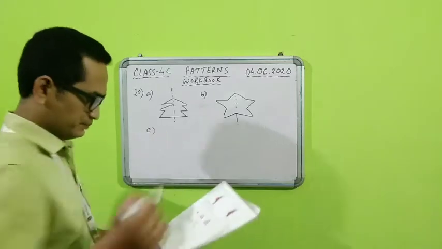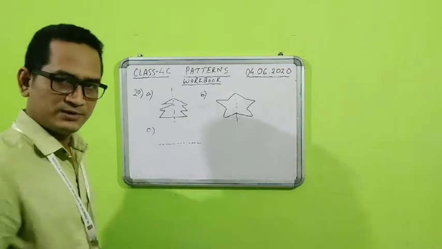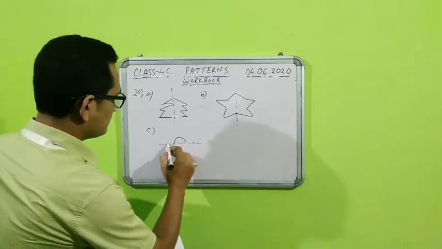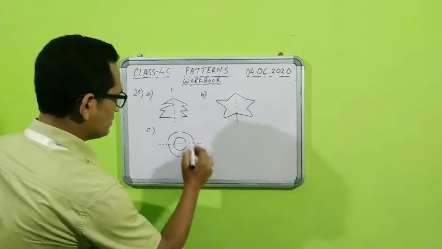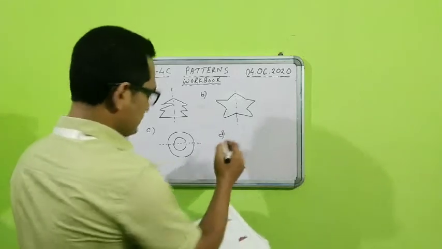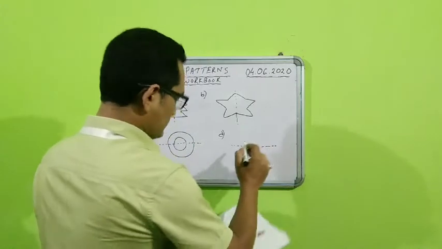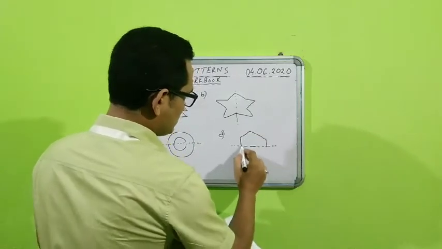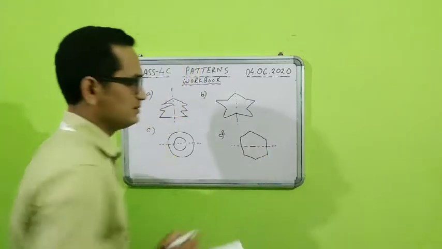Number C, it is a horizontal line of symmetry this time, and it is given one half circle. So we need to draw the remaining half. It will look like this. And finally number D, it's again a horizontal line of symmetry, and the figure is drawn like this. So the remaining half will look like this.